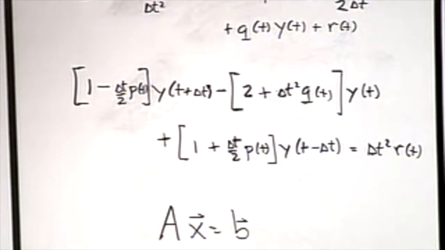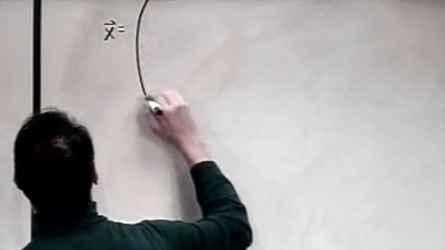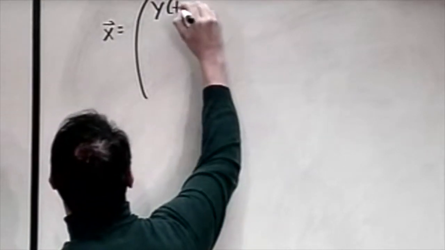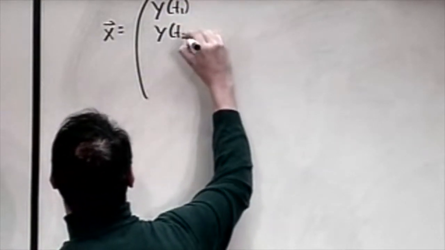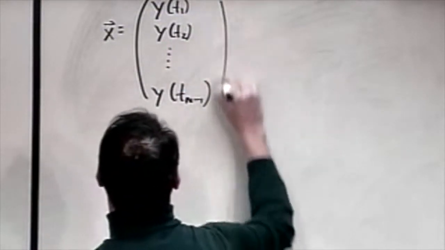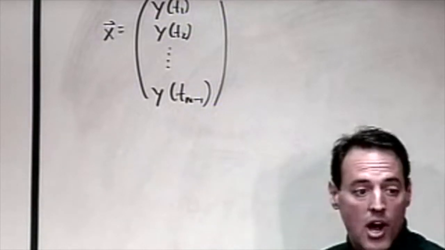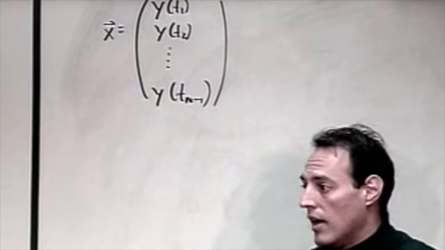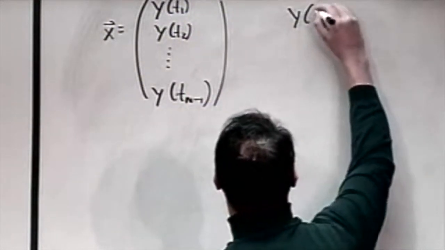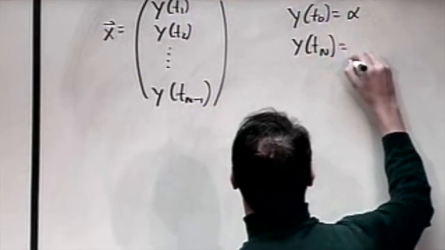So first of all, the vector x is what I'm actually trying to solve for, which are the interior points. X is y of t1, y of t2, all the way to y of t_(n-1). Those are all the interior n minus 1 points. Remember, I already know what y of t0 is and y of tn is. Those are my boundary conditions.